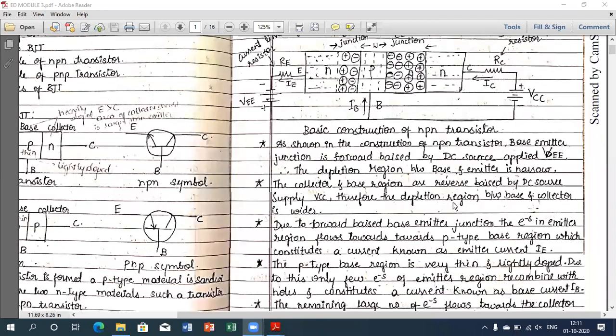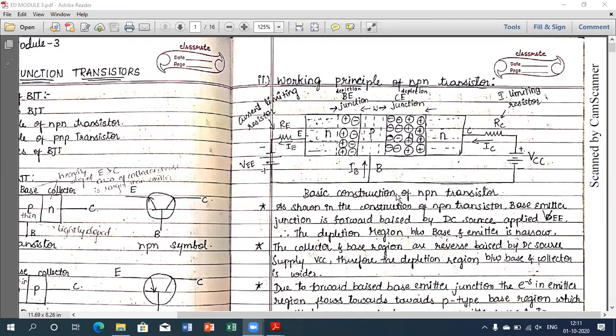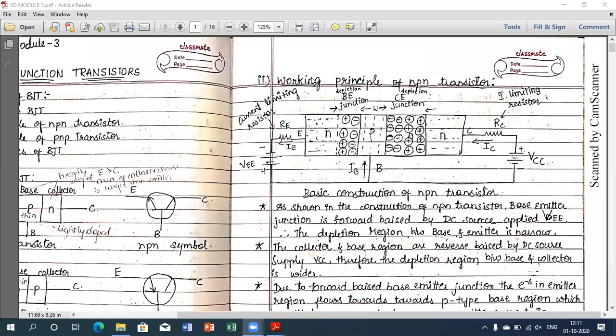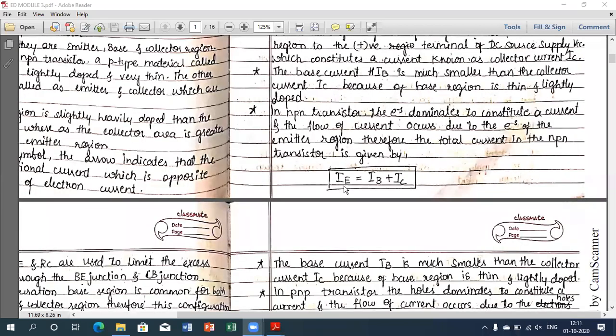So this is the working principle of NPN transistor, which is very, very simple. The last thing is the total current. The total current in this NPN transistor is given by IE equals IB plus IC, where IB is very small. So we can say that IE is always nearly equal to IC if IB is neglected. IE is the emitter current, IB is the base current, and IC is the collector current. We call it the sum of these two currents, that is IB plus IC equals IE.